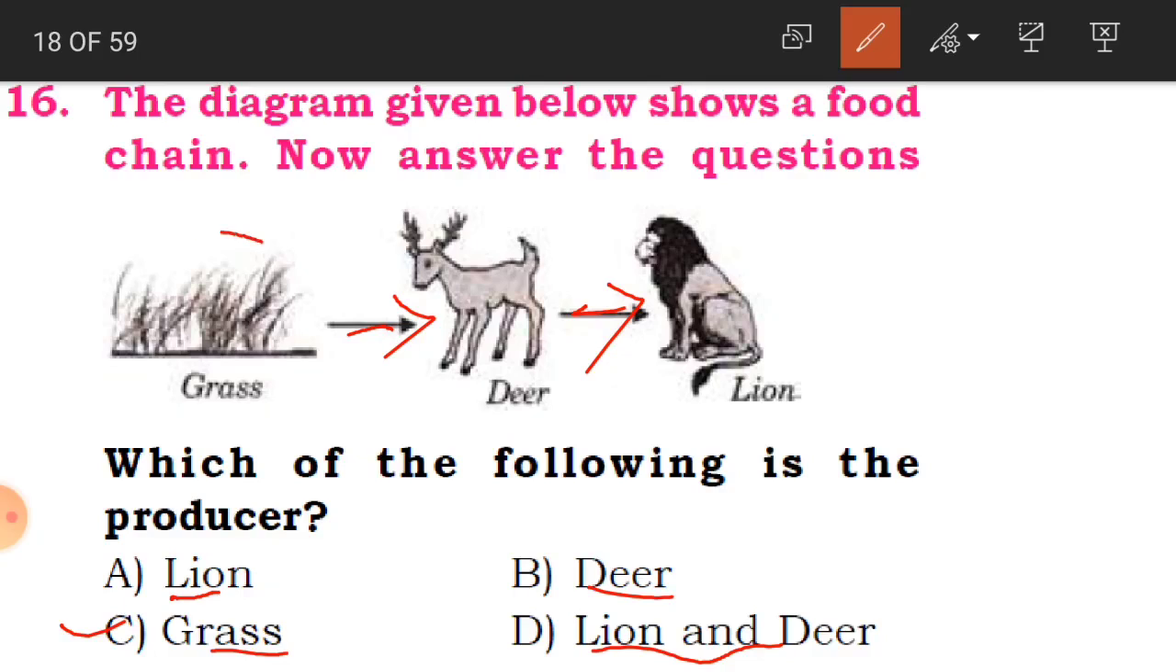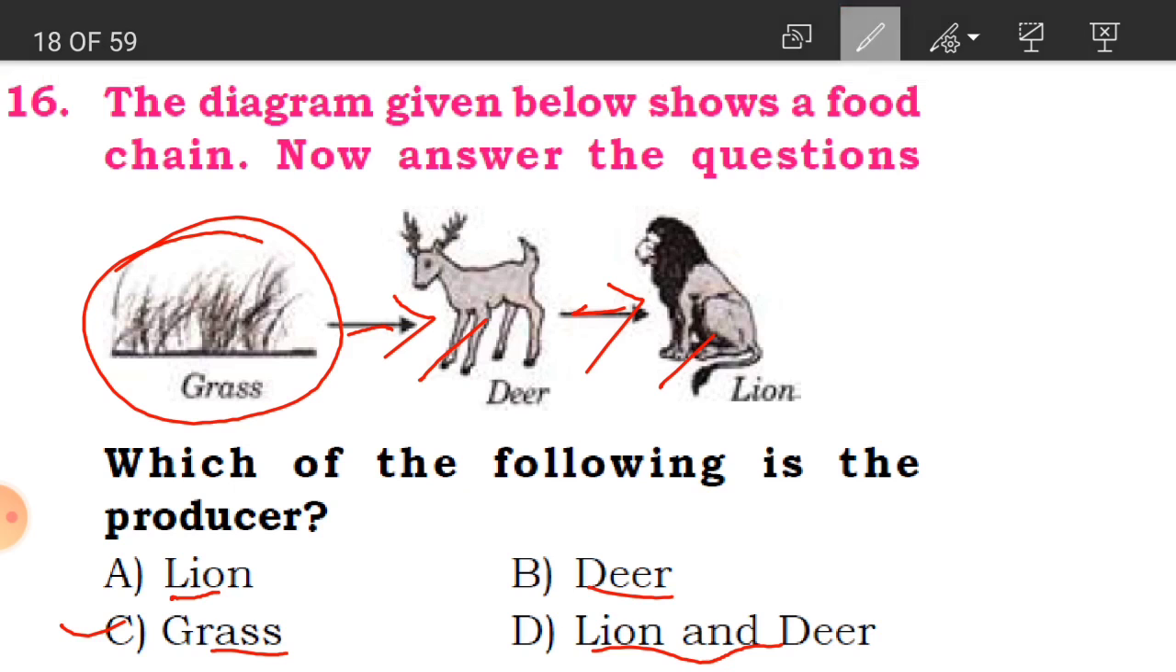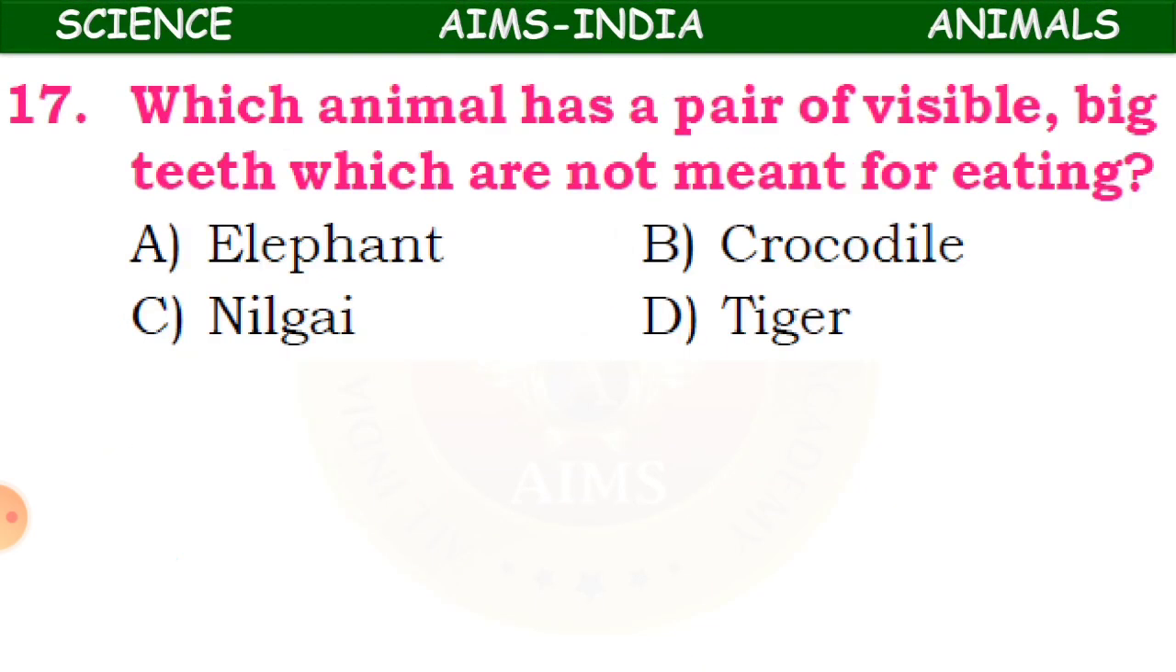First, grass is taken as food by the deer. Then this deer is taken as food by the lion. So grass is the producer here. Clear? Now to the next question.